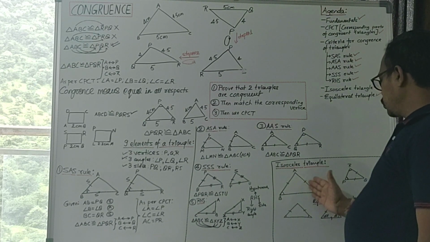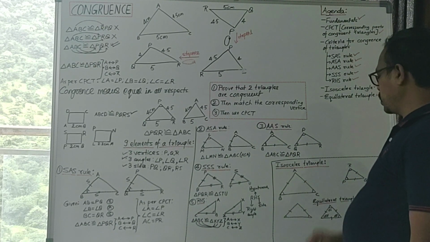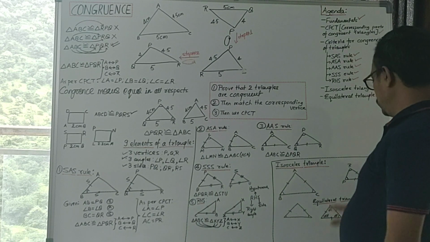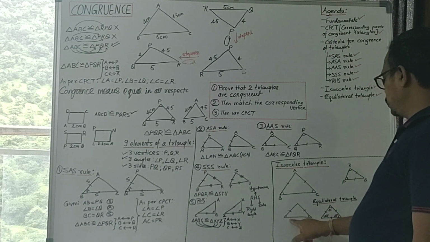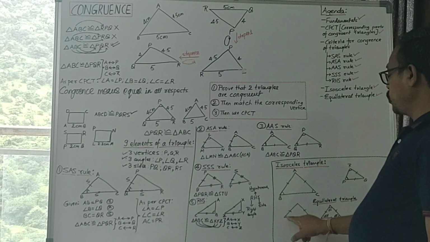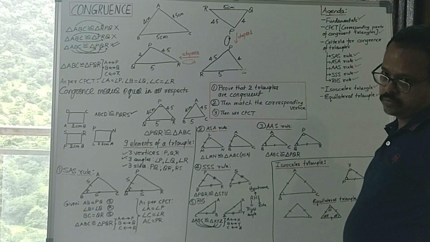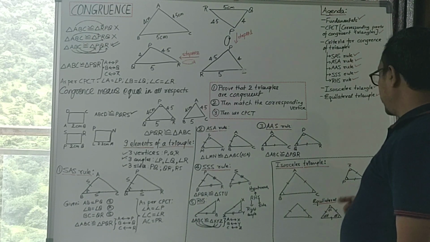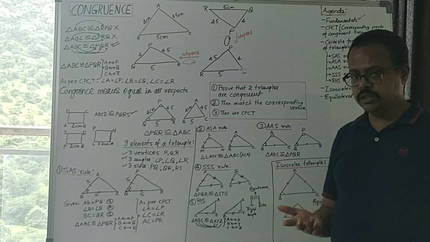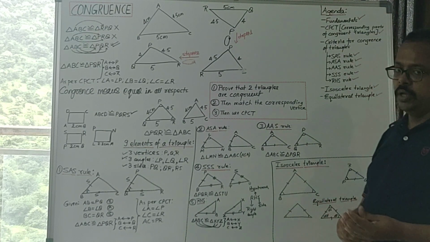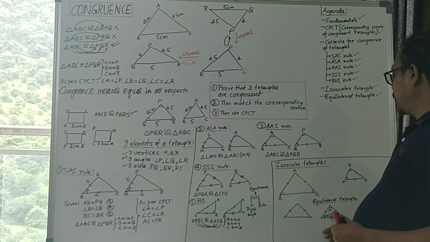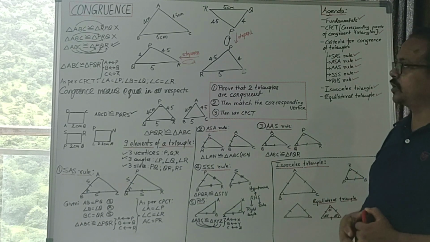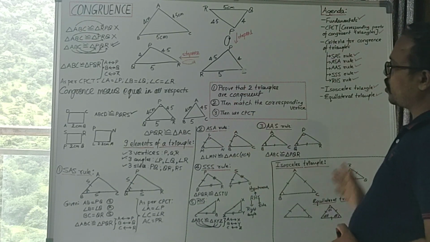In isosceles triangles, two sides are equal, so opposite angles are equal. This can also be the case, or if two angles are equal, the sides are equal. Equilateral triangles are those in which all three sides are equal. The value of each angle of an equilateral triangle is 60 degrees, that is fixed. So that was the theory part of the congruence chapter.